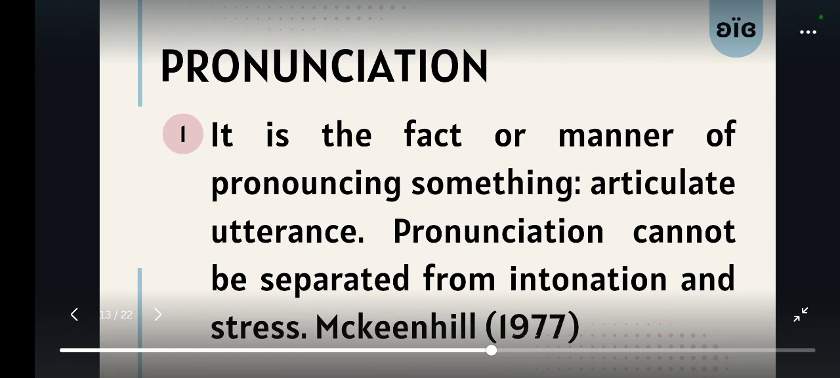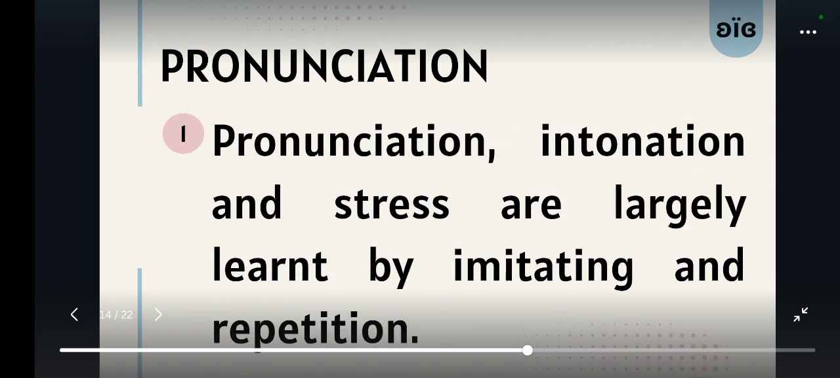So that's the first element. Next, of course, is the additional for pronunciation. Intonation and stress are largely learned by imitating and repetition. Of course, there are lots of instances wherein we learn through listening. That's why it's very important that we integrate these skills with each other, and pronunciation can be imitated and repeated. So by that we can learn how to pronounce words properly.